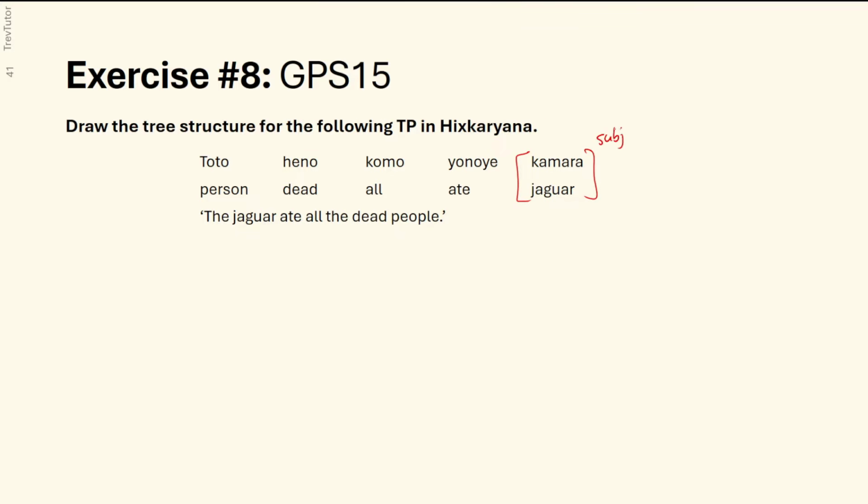The subject is on the right, and the predicate is on the left. So if we're doing a tense phrase for this, instead of putting our NP on the left and our verb phrase on the right, we're going to have to reverse this order. So it's going to be a noun phrase on the right, tense in the middle, and the verb phrase on the left. And now luckily our noun is pretty straightforward. It's one word, which would be kamara.